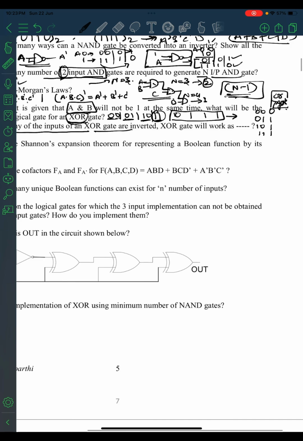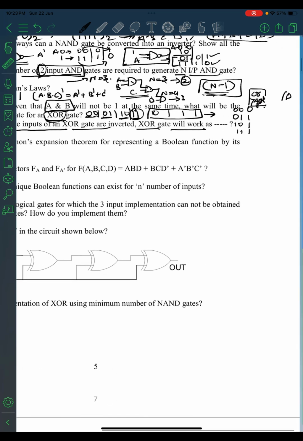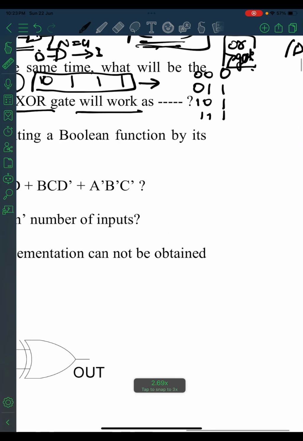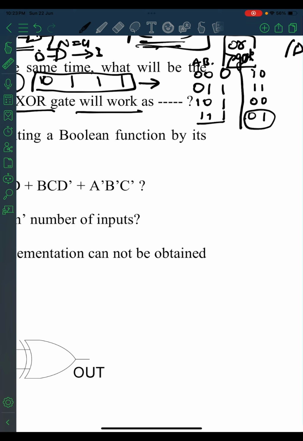Now, if any of the inputs of an XOR gate are inverted, the XOR gate will work as what? Here, the inputs to the XOR gate are inverted. Consider this is A and this is B, right? Now, A is inverted, meaning the input coming to the XOR gate is inverted. For the same case, the inputs to the XOR are 1 and 0, 1 and 1, and 0 and 0. This is the don't care case, because this case doesn't occur for the XOR.